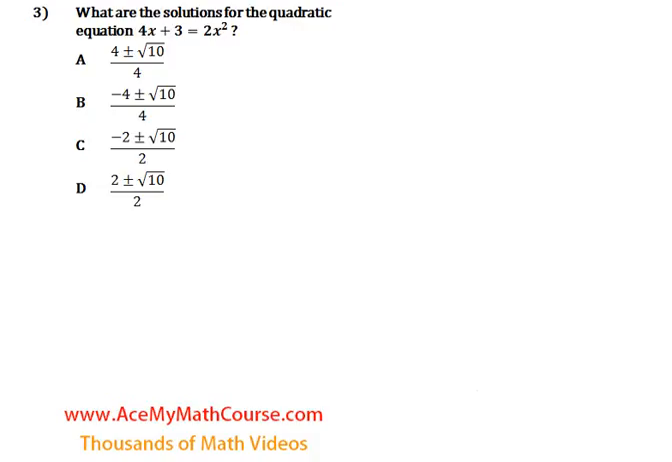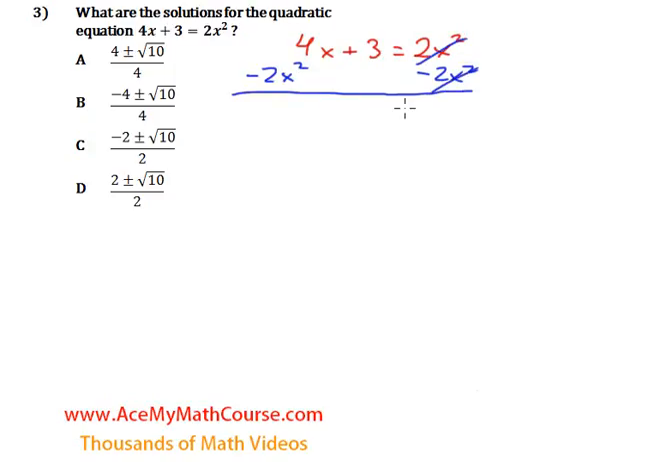Question number 3. What are the solutions for the quadratic equation 4x plus 3 equals 2x squared? So I'm going to get started by subtracting 2x squared from both sides of the equation. So we have the right hand side equal to 0.